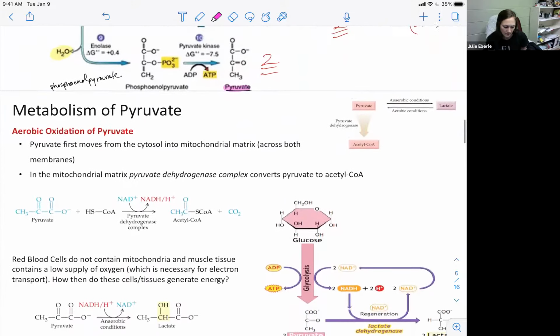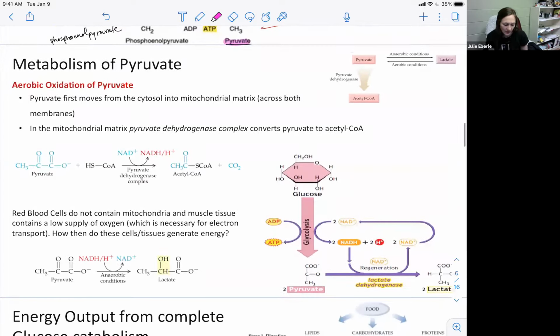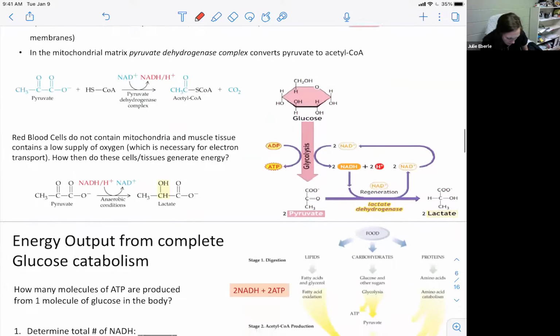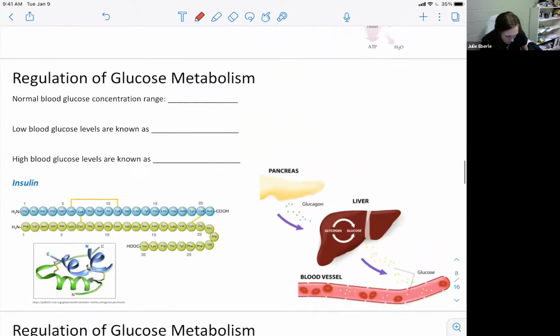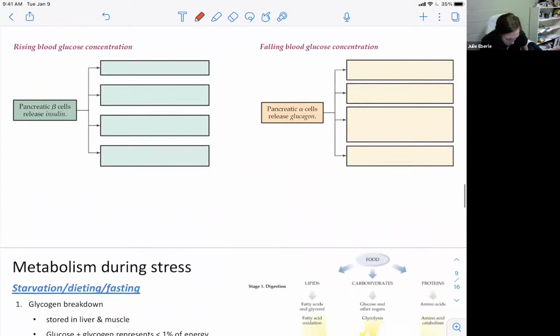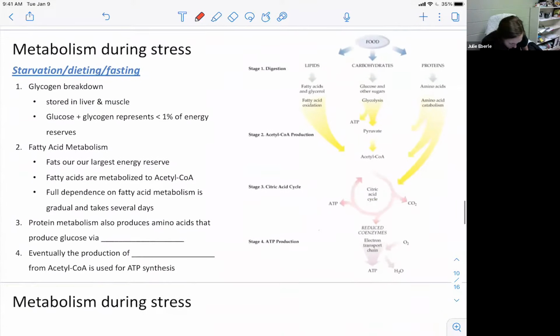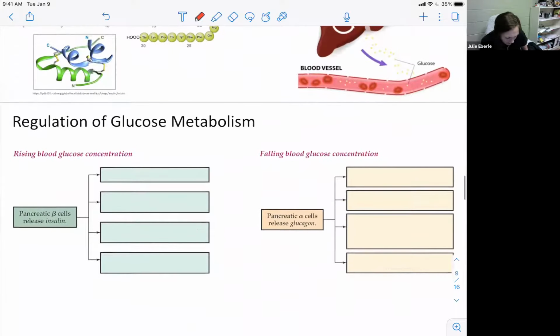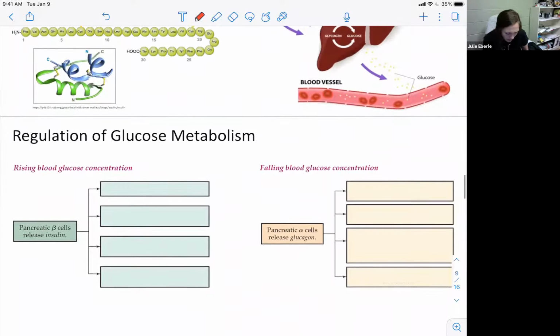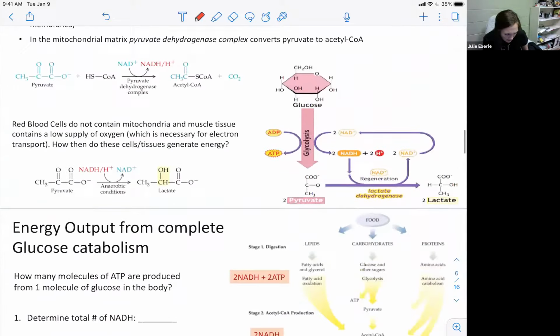All right. Now, once we make pyruvate, let me see how far we're hopefully going to get today. I think we'll probably just get to regulation of glucose, this slide right here, and then we'll take a break. So 4 more slides and let's take a break.